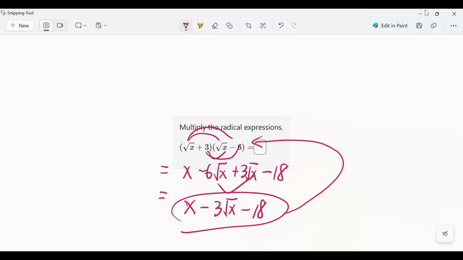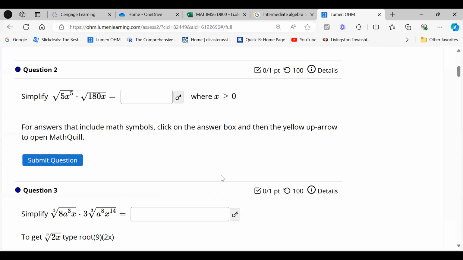Okay, so now I'm going to show you some other questions from another resource called Lumen. Let's try these two. You guys are going to try question 2 here, and also question 3.